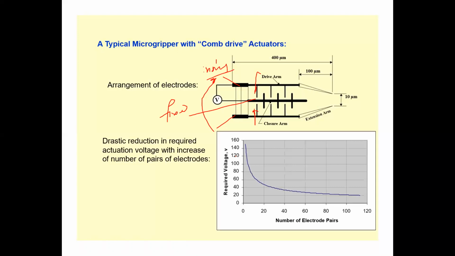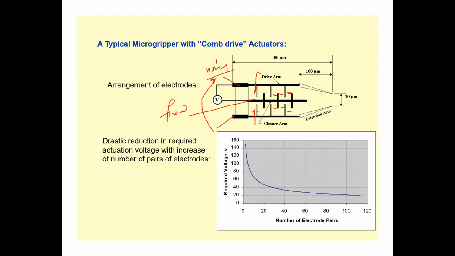So these are called electrodes. They have different names, interdigitated comb drives, and electrodes, but the most popular one is the comb drive, right? This is the graph between the number of electrode pairs. So this is one pair, this is one pair, this is one pair, and then again these are pairs. These are all capacitors, right? So the graph is of the number of electrode pairs versus the required voltage to operate, right?